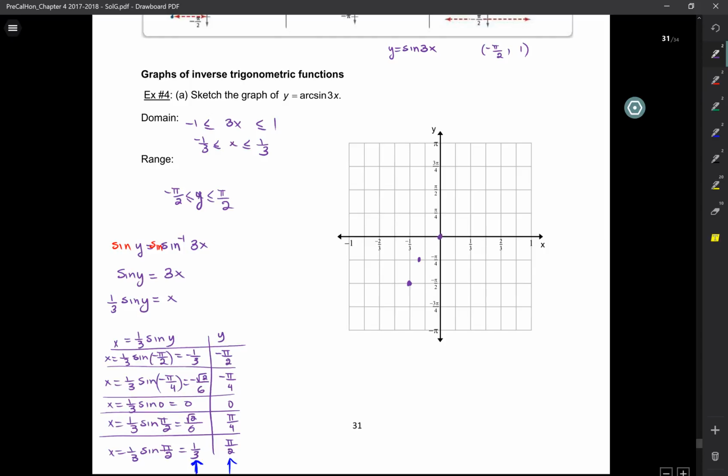So at 0, we're at 0. When y is pi over 4, same deal. Root 2 over 6. And at pi over 2, it's 1/3.